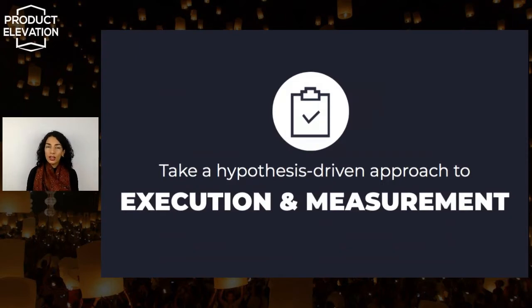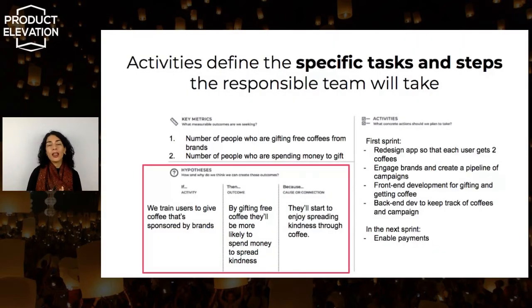And so once we had prioritized things, we then thought about, how will we measure whether it's working or not? To measure, we first had to start with a hypothesis. So we looked at our strategy and we built our hypothesis. We said, and you can write it in this if, then, because format. If the activity we believed was we train users to give coffee that's sponsored by brands, then the outcome we expect is that by gifting this free coffee, they'll be more likely to spend their own money on spreading kindness, because we believe that the connection is that they'll start to enjoy spreading kindness through coffee. So this was the hypothesis.